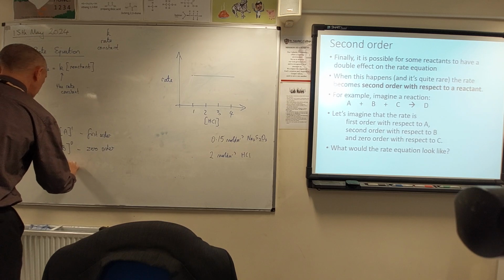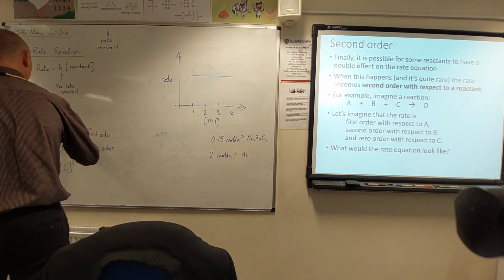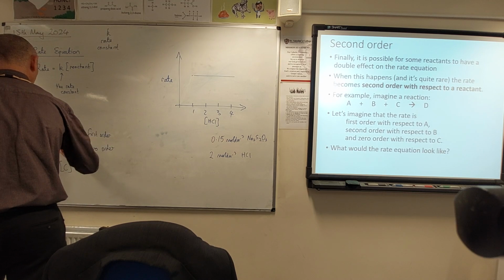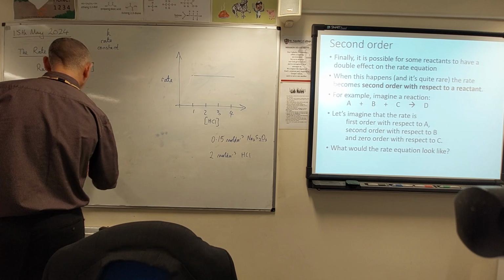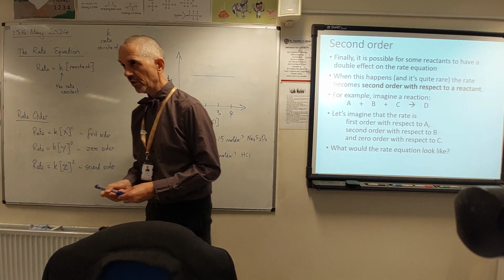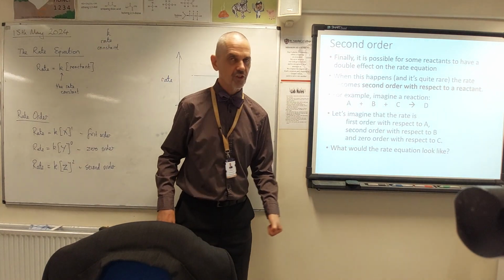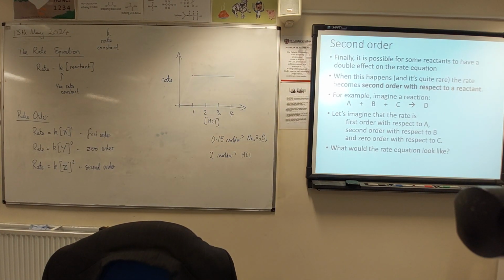I've used A, B, and C here. I should get rid of that. I'll make them X, Y, and Z, just so we're not confusing ourselves. So second order would be raising the concentration to the power of 2. Could you just write me a rate equation now, thanks?